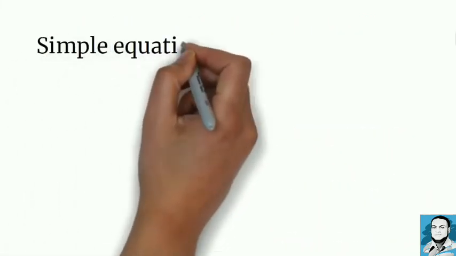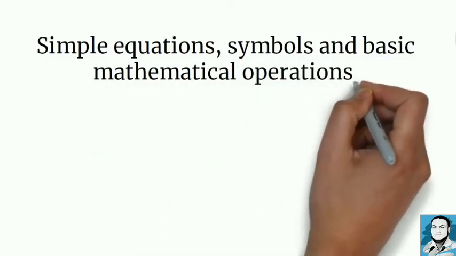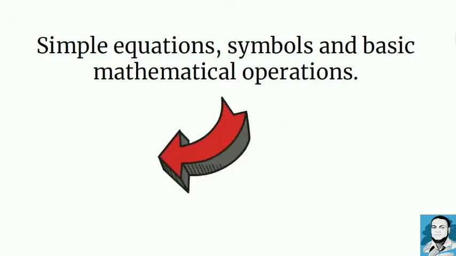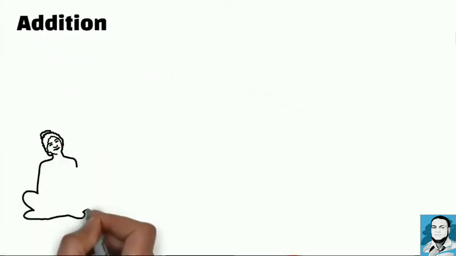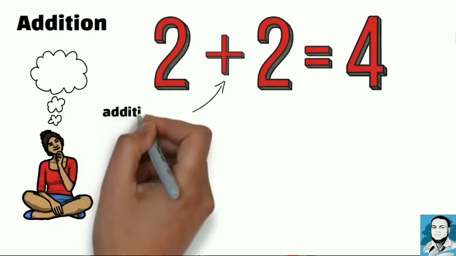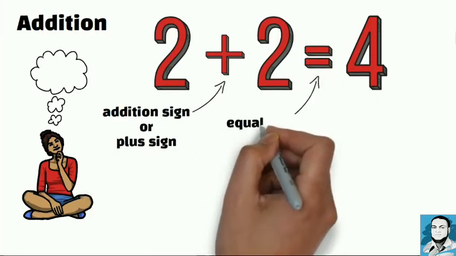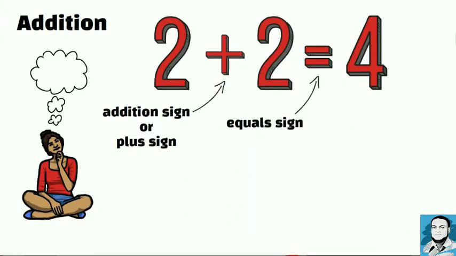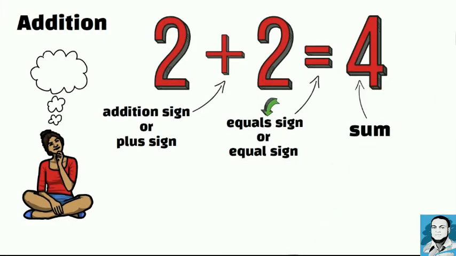Okay, so let's go. We'll start with simple equations and symbols first, and basic mathematical operations. First, addition. You will probably know this one. The symbols here are the addition sign or the plus sign and the equal sign, sometimes also called the equals sign, without the s at the end. The result, or the total, of an addition equation is called a sum.